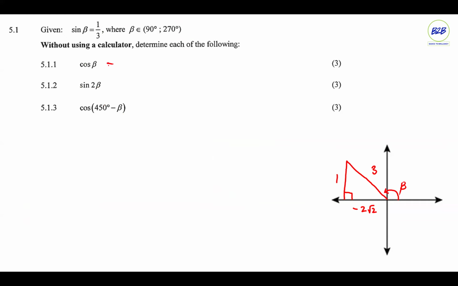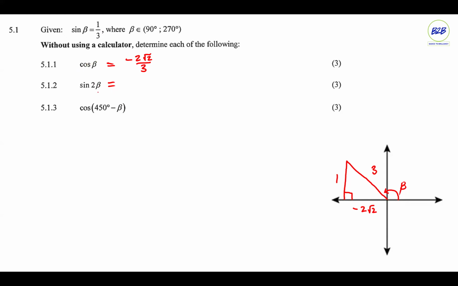5.1.1, cos beta. Previously in episode 1, we learned that cos is defined as the adjacent side, which is in this case negative 2 root 2, over the hypotenuse, which is in this case 3. And that, folks, is the answer for 5.1.1.